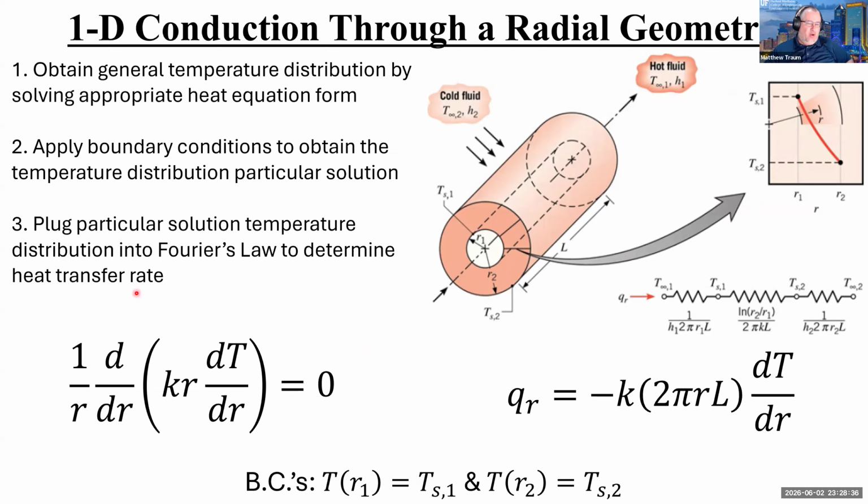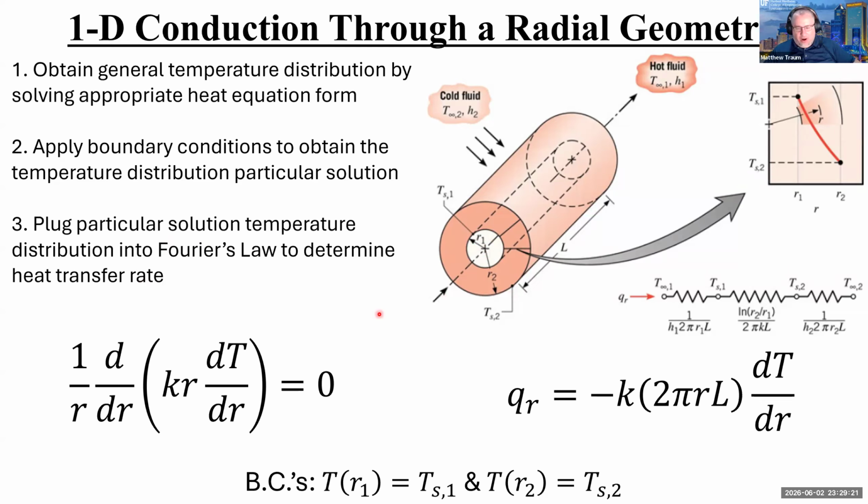So we've done the plane wall, and now we're going to do something that's cylindrical. And remember, the same three steps that I used before are the foundational underlying approach that I'm going to take for solving this different geometry. I'm going to attain the general temperature distribution by solving the appropriate heat equation. Then I'm going to apply my boundary conditions to obtain the particular solution. And then I'm going to plug my particular temperature distribution into Fourier's law to determine the heat transfer rate. I'm going to come out with the exact same stuff as before: temperature as a function of, now instead of x, radius, and then heat flux.